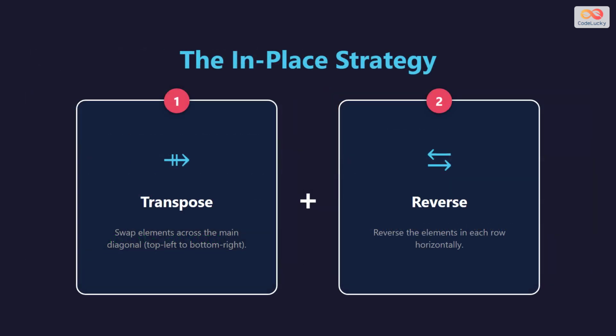To solve this in place, meaning with constant O(1) extra space, we need a trick. The rotation can be achieved by performing two simple geometric operations in sequence. First, we transpose the matrix, and second, we reverse the rows. Let's break these down.